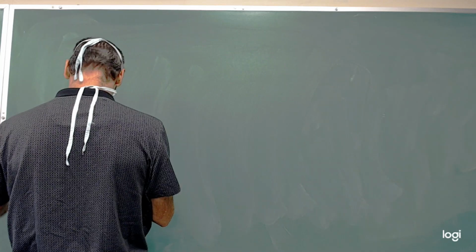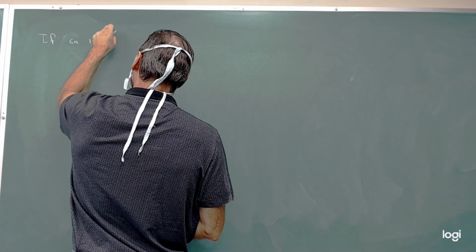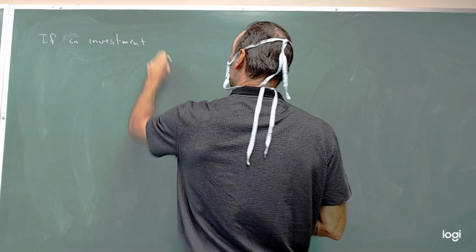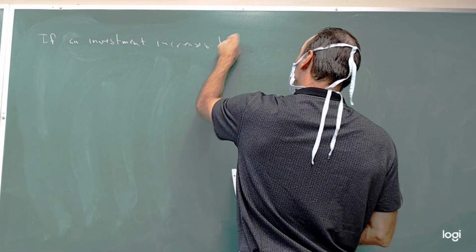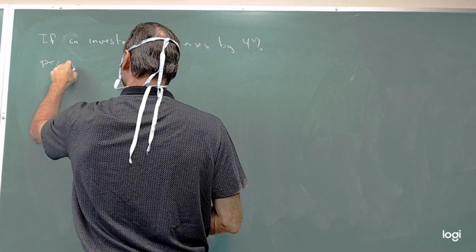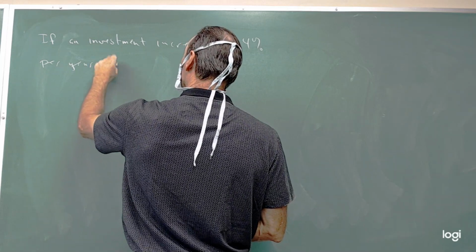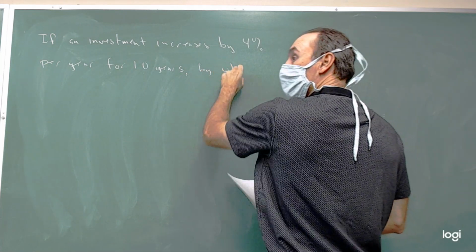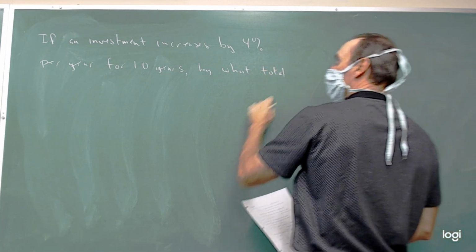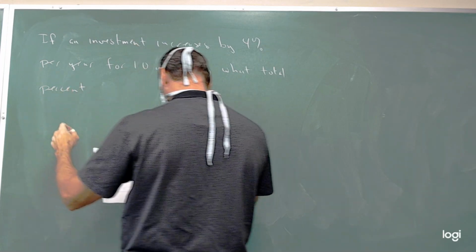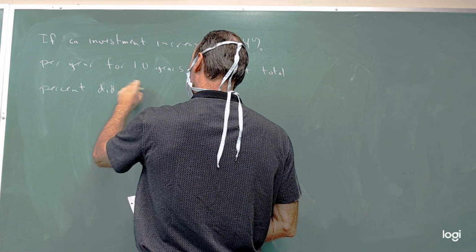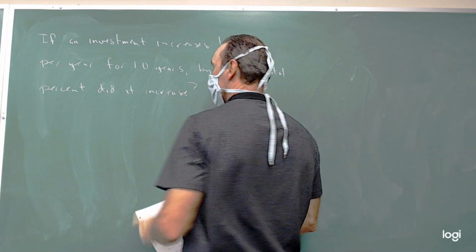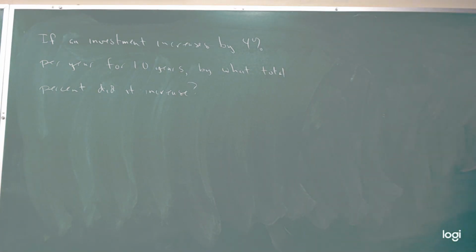So I'll write it down here. If an investment increases by 4% per year for 10 years, by what total percent did it increase?